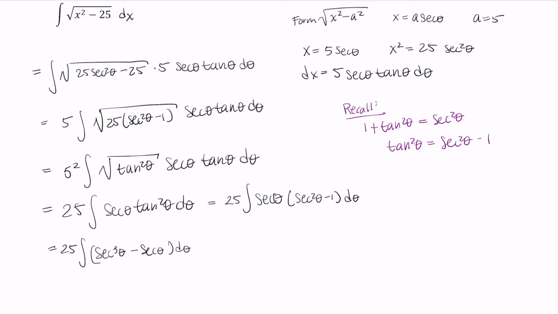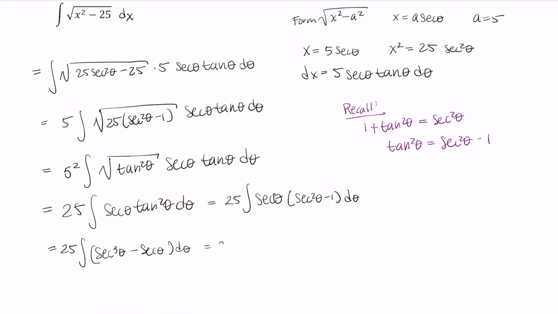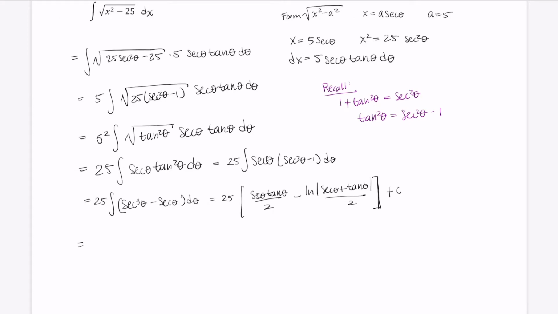So I will be using the previously obtained integral of this from a previous video to rewrite this as 25 times just secant theta tangent theta over 2 minus the natural log of secant theta tangent theta. Excuse me, that should be a sum here, not a product. Divided by 2 plus c. Rewriting further, I end up with 25 over 2.